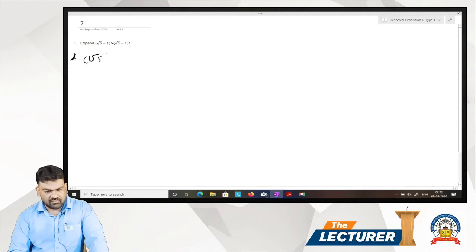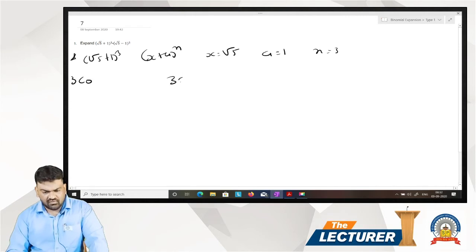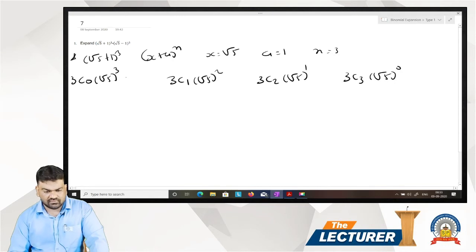First part: (root 5 plus 1) raised to 3. x plus a raised to n, x is equal to root 5, a is equal to 1, n is equal to 3. Expansion terms: 3C0, 3C1, 3C2, 3C3. Root 5 raised to 3, root 5 squared, root 5 raised to 1, root 5 raised to 0. 1 raised to 0, 1 raised to 1, 1 raised to 2, 1 raised to 3, plus plus plus 3C0 3.